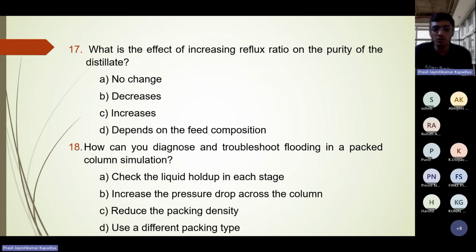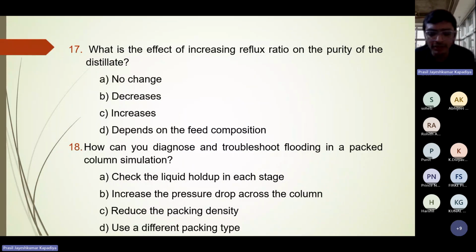How can you diagnose and troubleshoot flooding? Okay, someone told me that he learned this in distillation column design, diameter, flooding. Anyone can respond? Flooding velocity, yes, but how can you diagnose? Liquid holdup, not vapor holdup. We'll check liquid holdup on each stage.